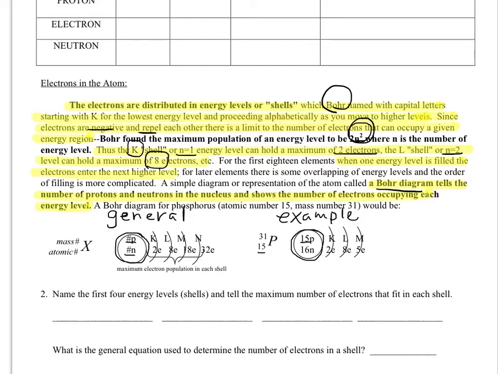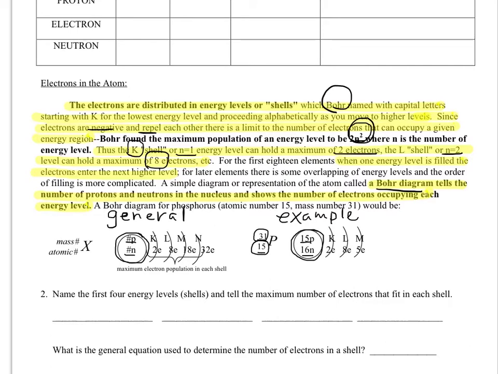And I know if I subtract the mass minus the atomic number, the two numbers that are on the little square on the periodic table, 31 minus 15 in this case would give me 16, so I have 16 neutrons. So there they are, protons and neutrons are found in this little circle that represents the nucleus.